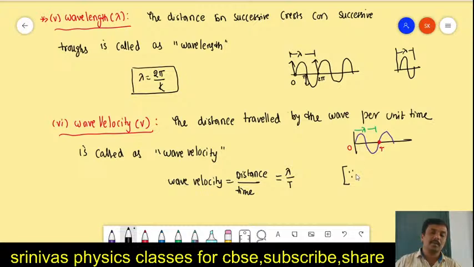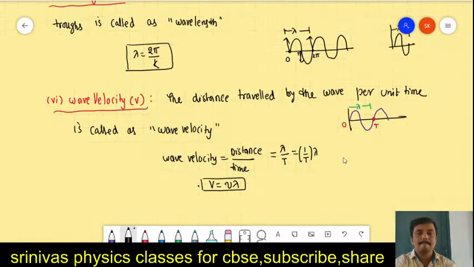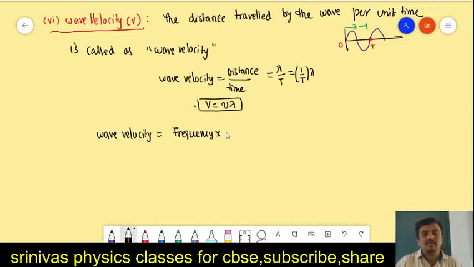Is it right? Now wave velocity v is equal to lambda by T. But we write this as 1 by T into lambda. What is 1 by T? 1 by T, the reciprocal of the time period, is called the frequency. We write wave velocity v is equal to frequency into wavelength. To find out the wave velocity, we have the formula frequency into wavelength.